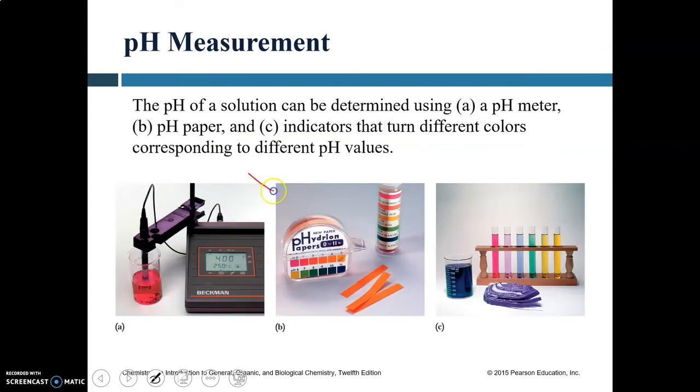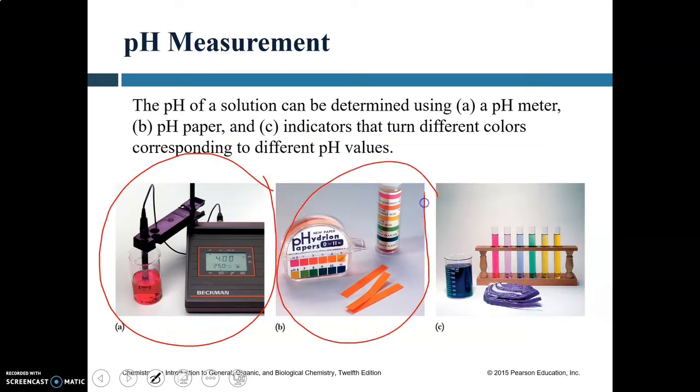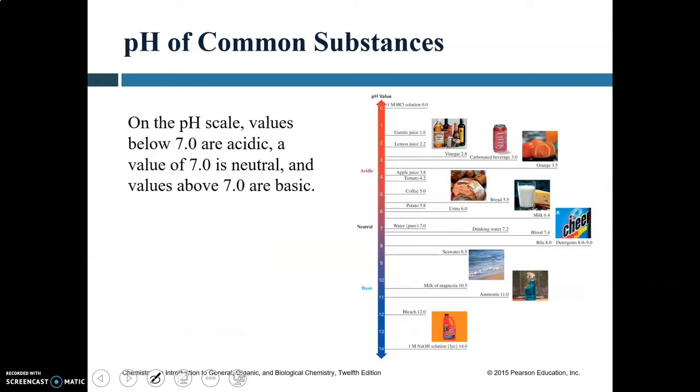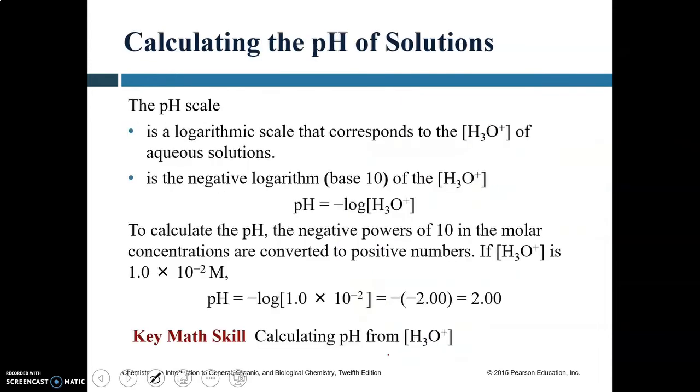So here you can see a pH meter. It's the most reliable way. Here's the pH paper, which will change color according to pH. This is the solutions of different indicators that respond to different pH values. So everything that is lower than 7, you can see lower than 7, is acidic. Everything that is higher than 7 is basic. 7 is neutral.